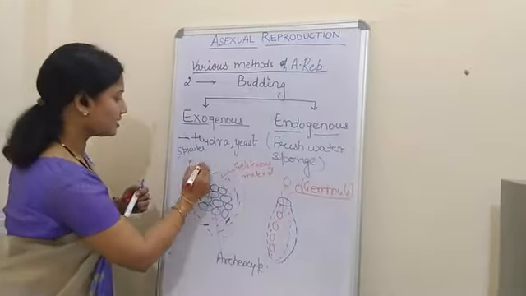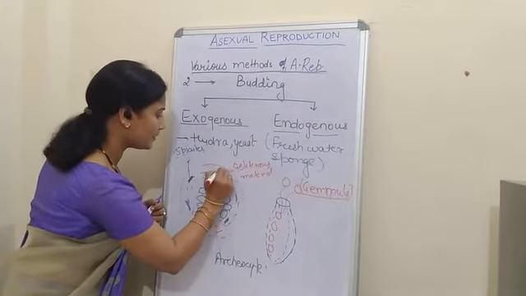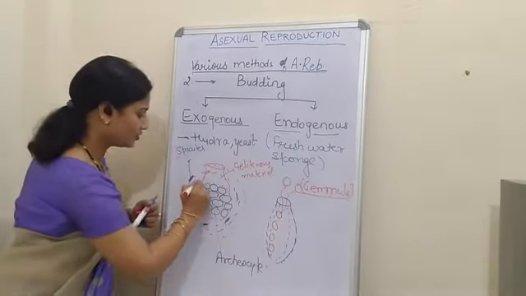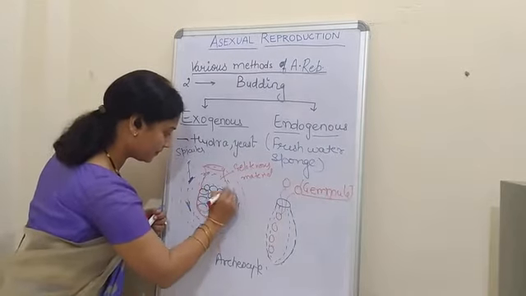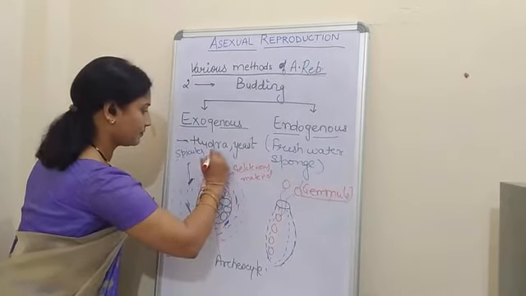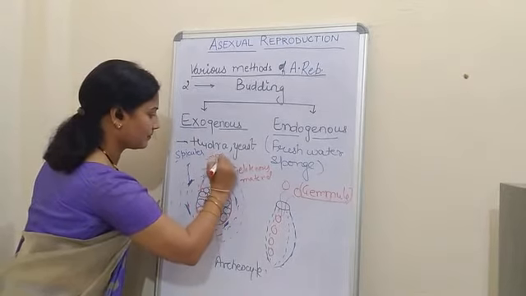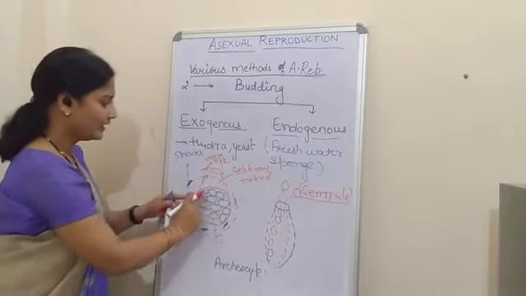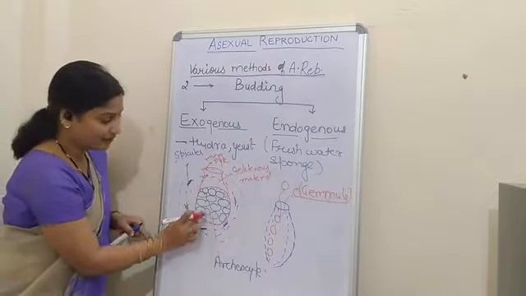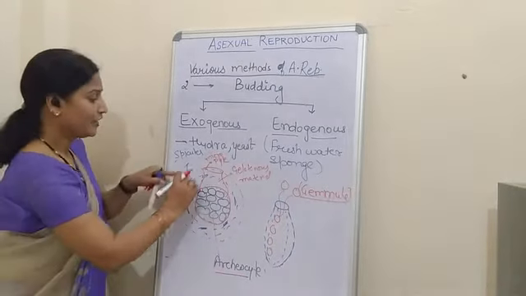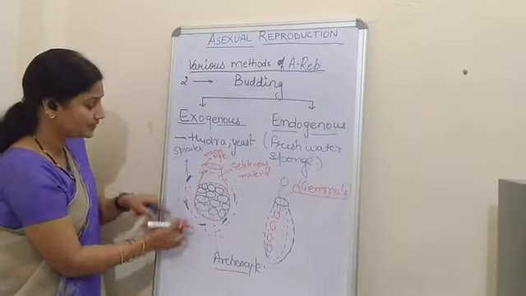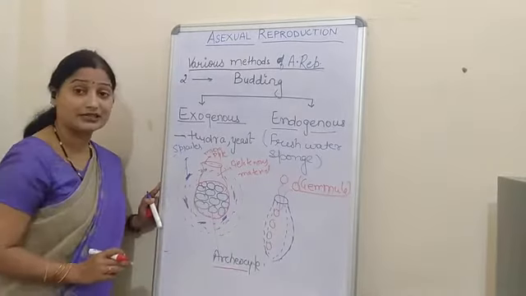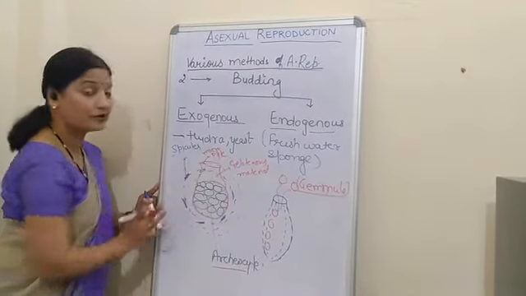Now, this structure contains one opening, and this opening is called the micropyle. Okay. Now this is the structure of a gemmule where some cells are there. These cells are called the archaeocytes, which are surrounded by the gelatinous matrix, and it consists of the exoskeleton-like structure called the spicules. Now it consists of a micropyle.